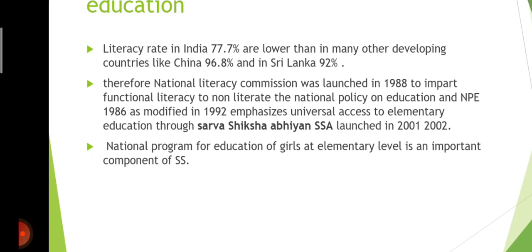Therefore, the National Literacy Mission was launched in 1988 to impart functional literacy to non-literates. The National Policy on Education, NPE 1986, as modified in 1992, emphasizes universal access to elementary education through Sarva Shiksha Abhiyan, SSA, launched in 2001 and 2002. The National Program for Education of Girls at Elementary Level is an important component of SSA.